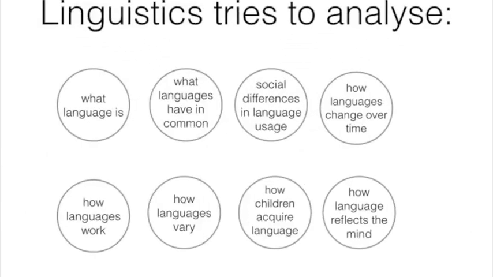So these are the aspects for which linguistics tries to give us an answer. Linguistics tries to tell us what language is. What is language? One of the main areas of linguistics is to try to find answers for this question. Okay? Language. What is language? We're going to go into that in a while, after this.